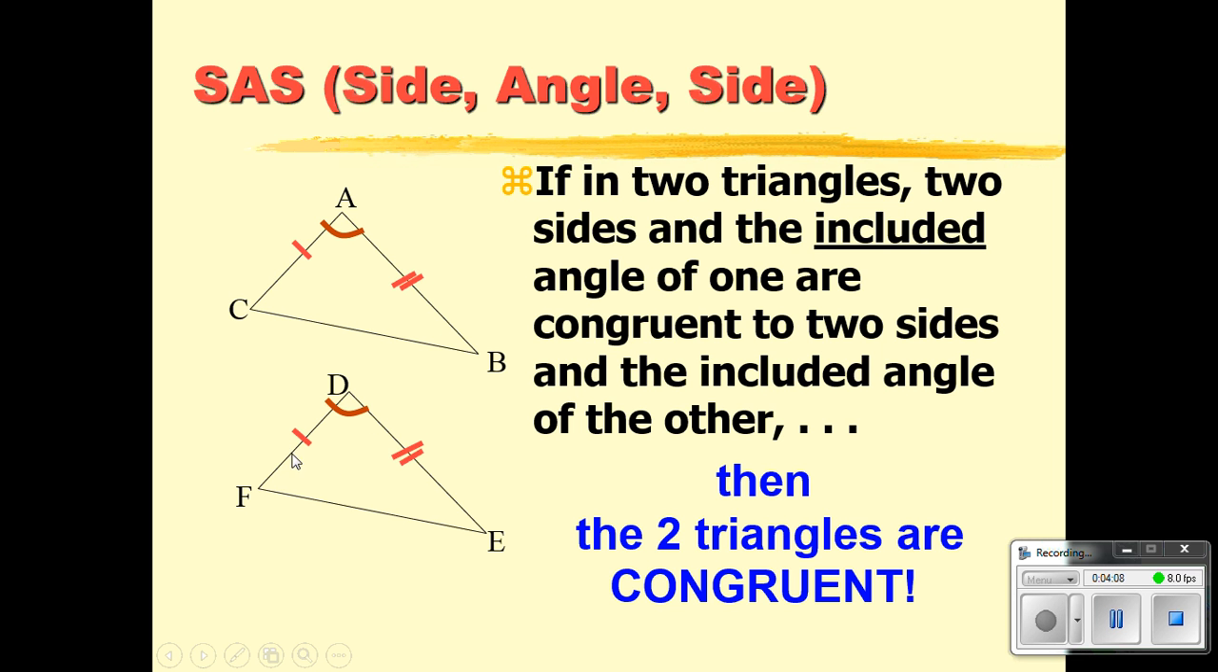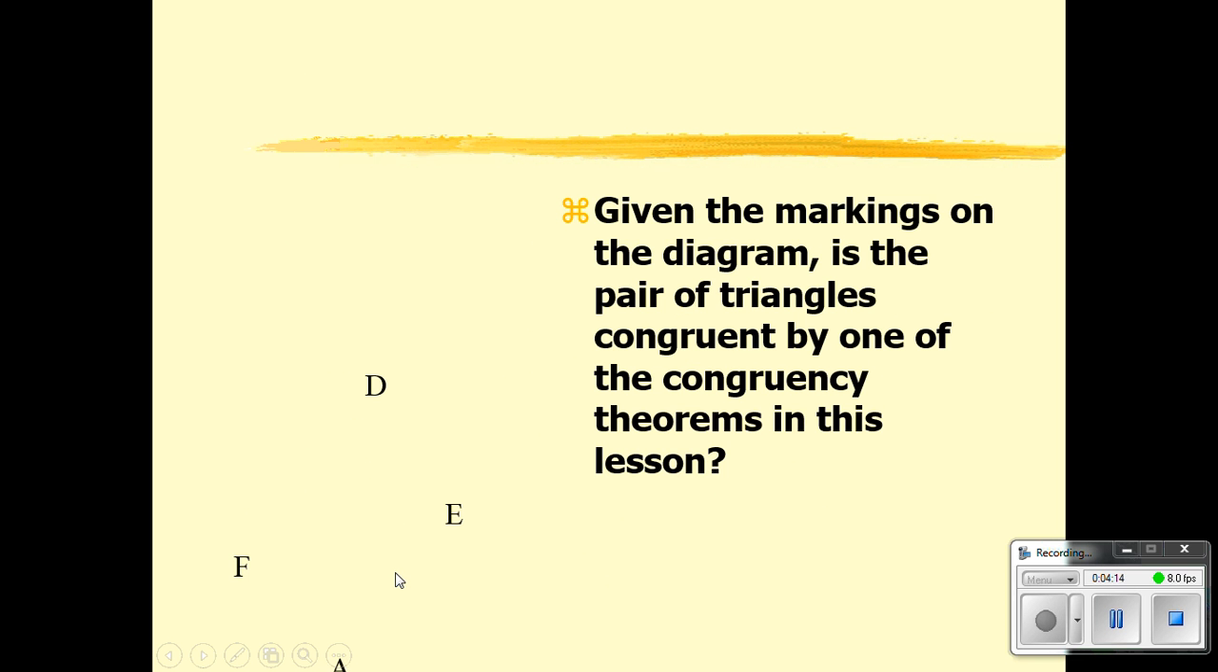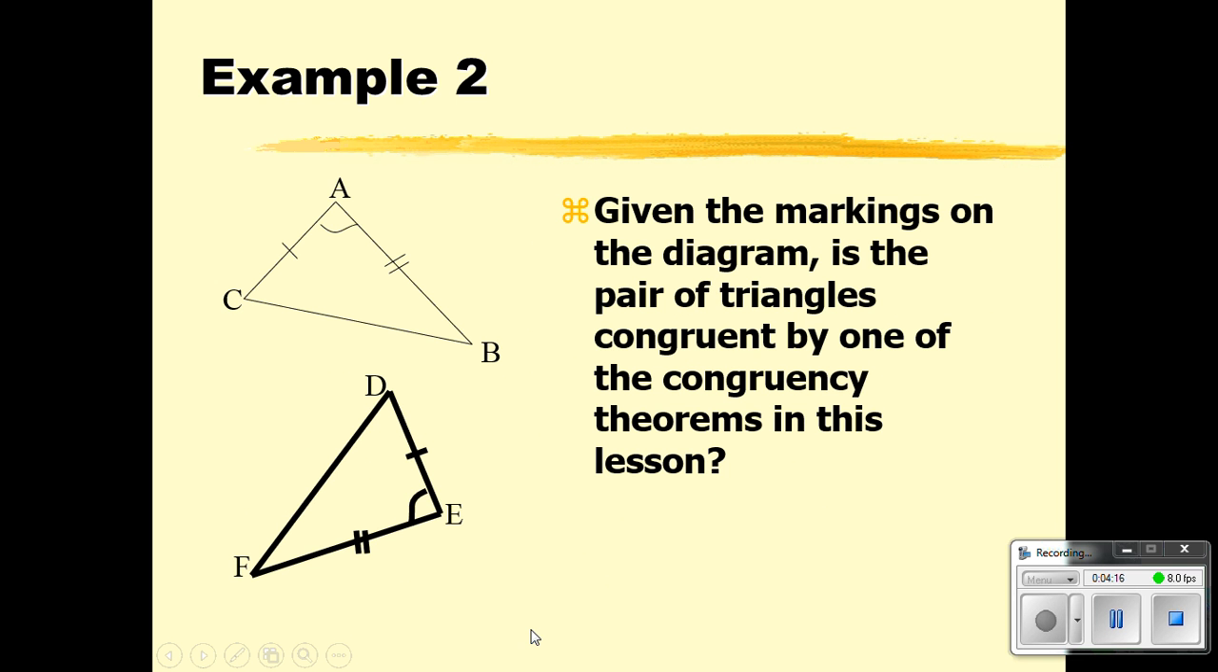But if I can prove that 2 pairs of sides are equal and the angle in between, then I can show that the 2 triangles are congruent. So if I look at this example, the triangles are turned all kinds of different ways, but I have 2 pairs of equal sides, and then the angle that is between those 2 sides is congruent. So then I know that these 2 triangles are congruent.